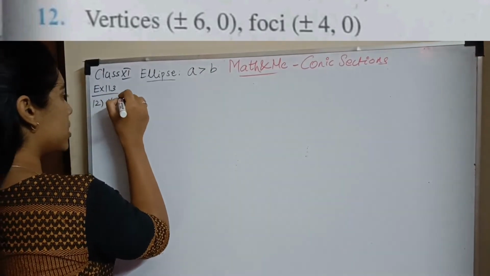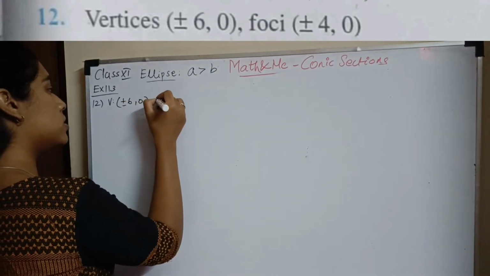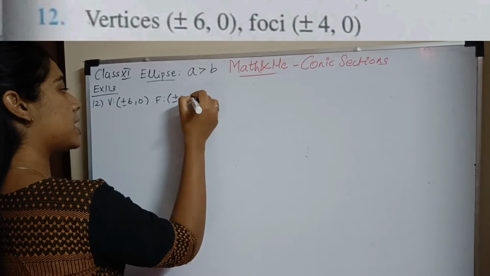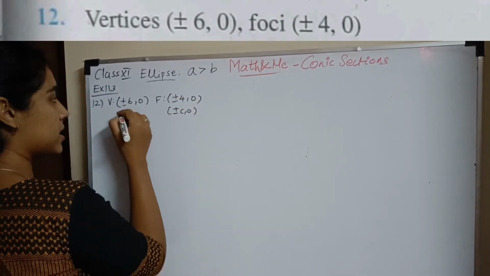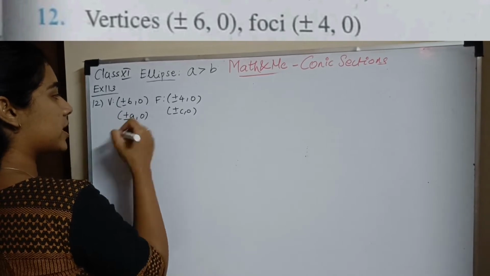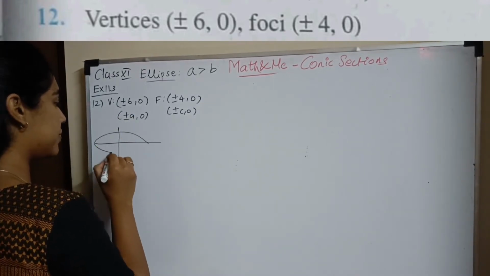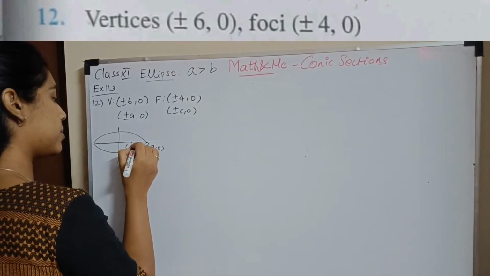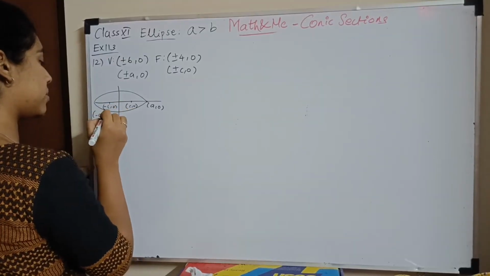Question number 12. Vertices are plus or minus 6, 0 and my foci is at plus or minus 4, 0. So this is plus or minus c, 0. c is on the x-axis, so a also has to be on the x coordinate. So when a is along the x coordinate, your ellipse will look like this. So this is a, 0. This will be c, 0, minus c, 0 and this will be minus a, 0.